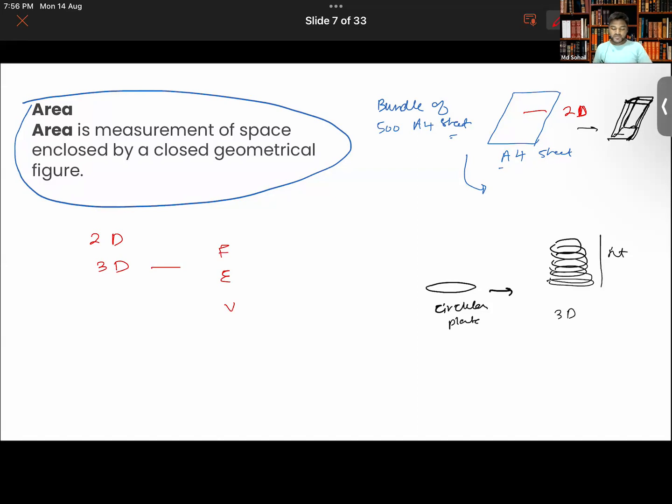For example, we talked about curved surface area and total surface area of some basic solid shapes like cube, cuboid, prism, and cylinder. Although you have to study that in the mensuration chapter, so don't worry about the formulas right now.